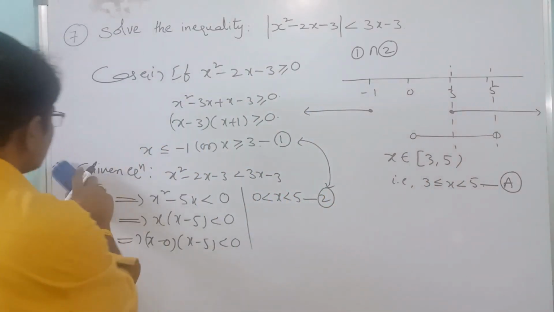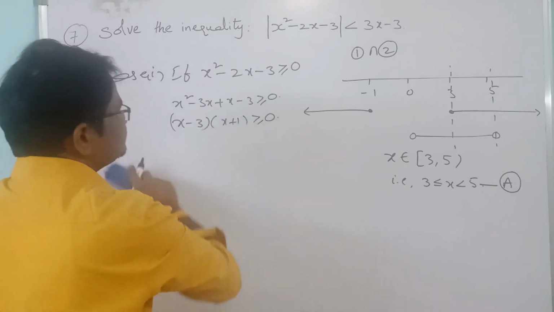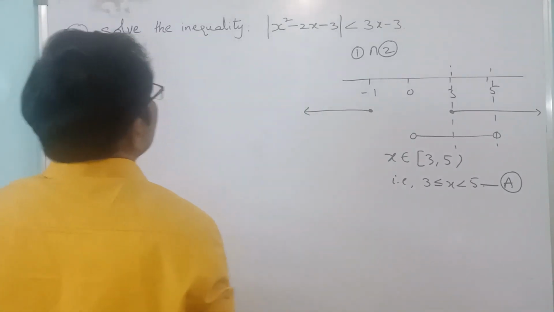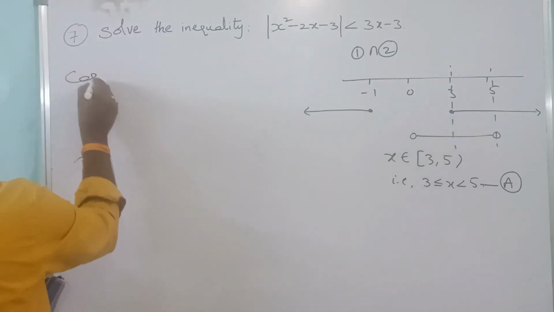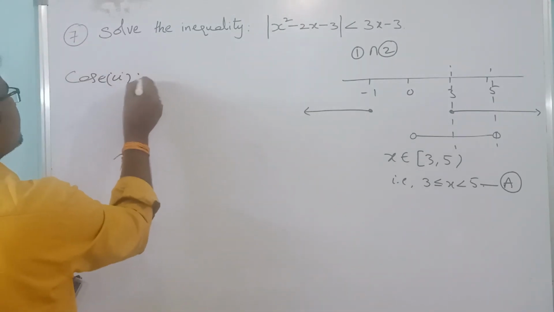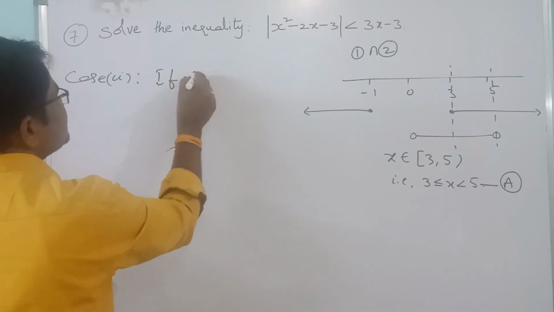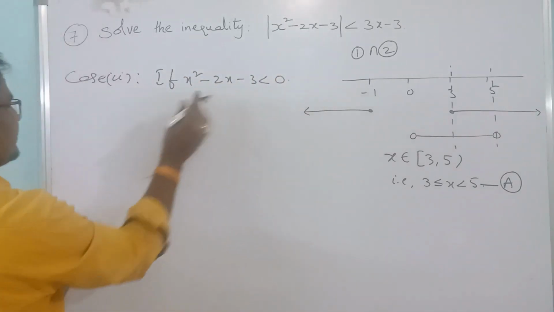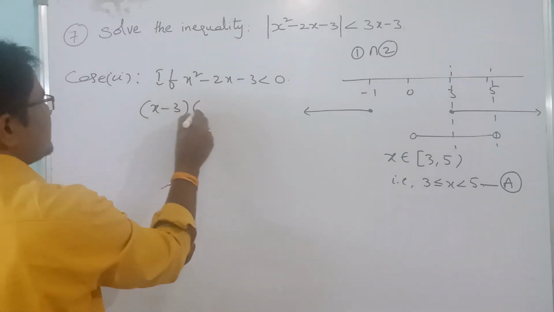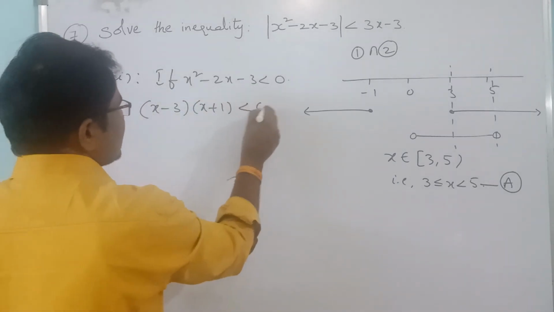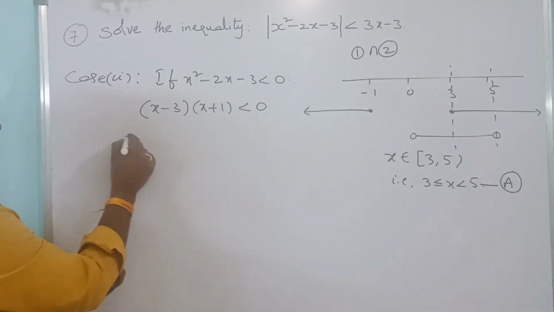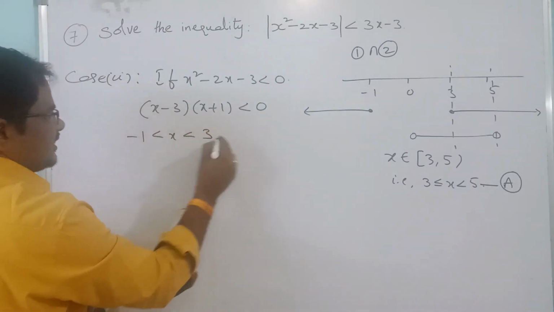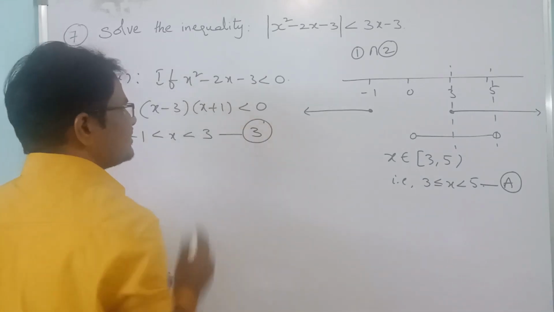Next come to case 2. That is, if x square minus 2x minus 3 is less than 0. If you take the factors, (x minus 3)(x plus 1) less than 0. If you take these on the number line, minus 1 less than x less than 3 you will get. Take this as equation number 3.